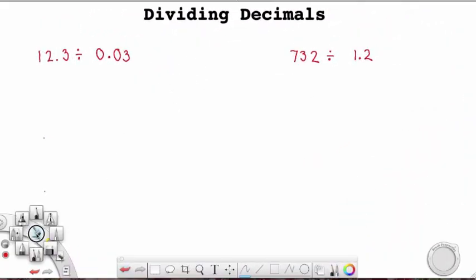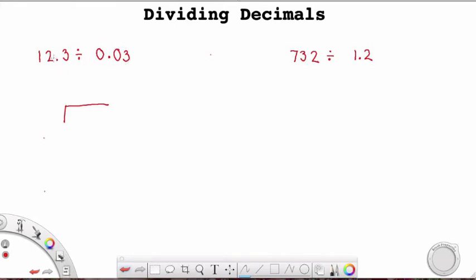Stingrays, I hope you enjoyed that. I know I did. And right now we need to divide some decimals. And the way we do that is, for the most part, we treat it pretty much like a long division problem. Okay, so we're going to take 12.3 divided by 0.03, or 12 and 3/10 divided by 3/100.